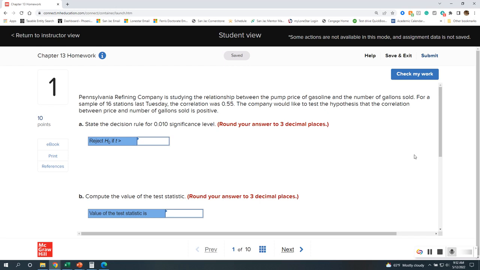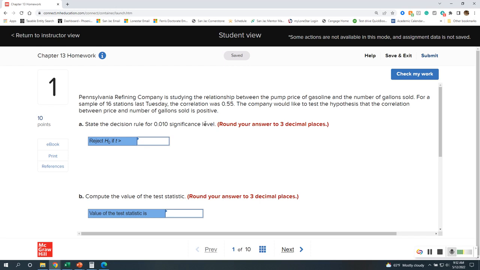So, starting off, we have Pennsylvania Refining Company is studying the relationship between the pump price of gasoline and the number of gallons sold. For a sample of 16 stations last Tuesday, the correlation was 0.55. The company would like to test the hypothesis that the correlation between price and number of gallons sold is positive. Right? And then they say state the decision rule for 0.01 significant level.